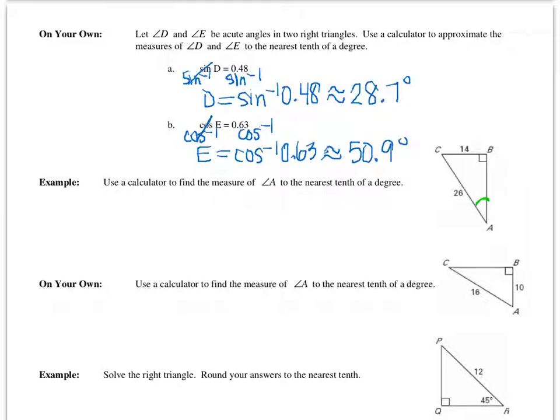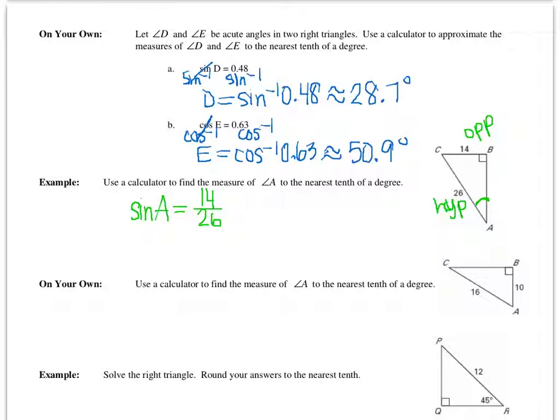I'm going to label my sides according to it. 26 is my hypotenuse, and 14 is my opposite. And if you ask what uses opposite and hypotenuse, well, that's sine. So we can say the sine of our angle A equals opposite, which is 14, over hypotenuse, which is 26.